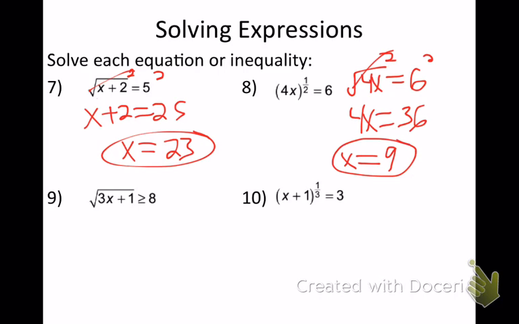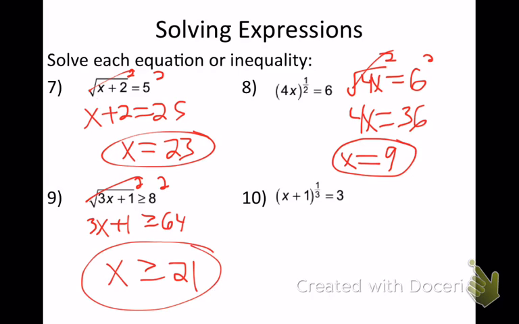Number 9, Chaz. What undoes the square root? Squaring the 8. So I get 3x plus 1 is greater than or equal to 64. Subtract 1, divide by 3. What do you get for an answer there, Drew? 21. X is greater than or equal to 21. Nice job.